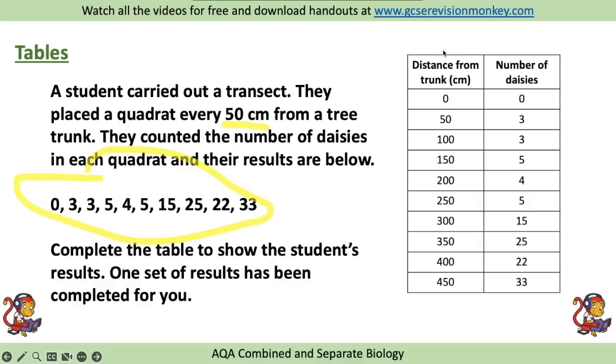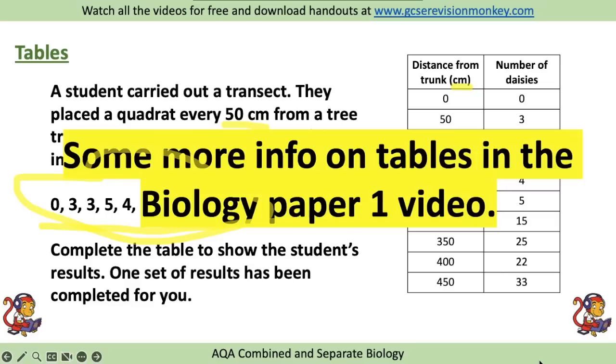So it said they placed the quadrat different distances from the trunk, so let's call this distance from the trunk in centimetres, and they counted the number of daisies, so you put that in the right hand column, and you're going up in 50s as the question tells you. And in this column, you're just writing in the order that they've given you the results as they have collected them. But again, there's more on tables in paper 1. If you didn't get to watch that video, have a look back and watch those first few minutes.